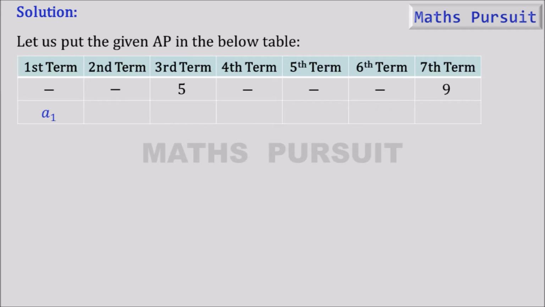Now naming first term as A1, second term as A2, third term as A3, fourth term as A4, fifth term as A5, sixth term as A6, and seventh term as A7. Guys, I am naming A1, A2, A3, A4, A5, A6, A7 to each of the terms so that it will help us while making our calculations easily.